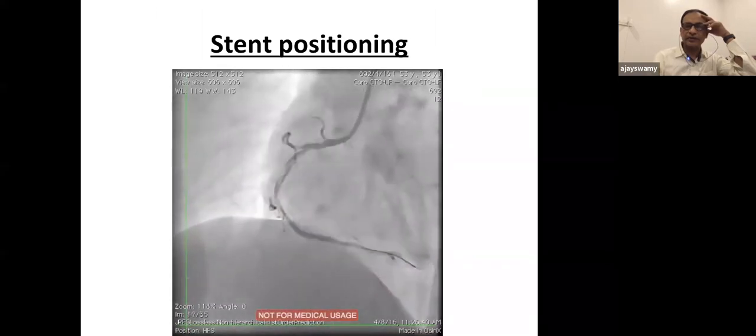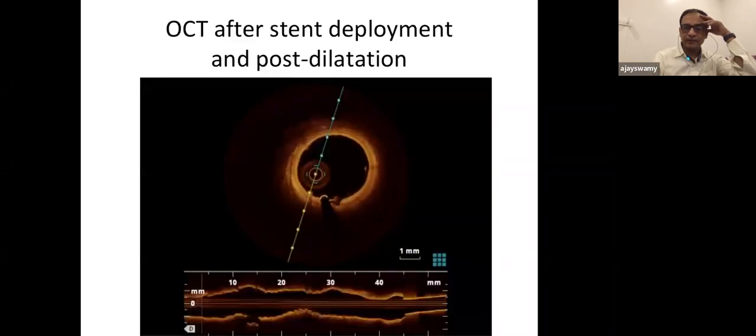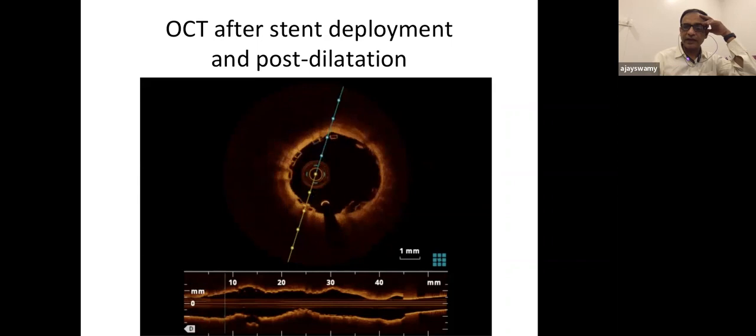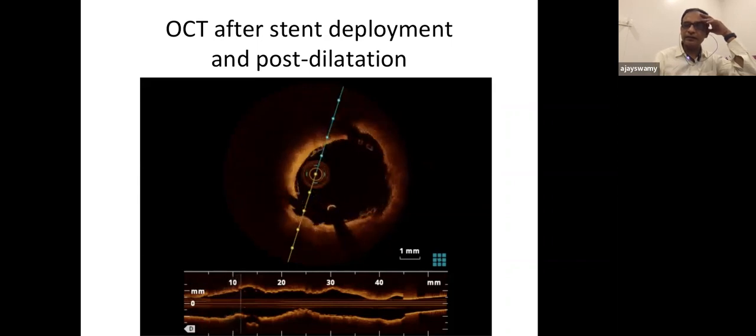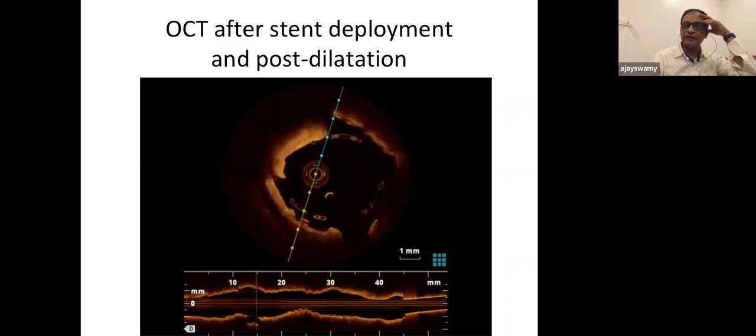This is the positioning of the BVS, and that's the deployment of the BVS, the post-dilatation, and then the OCT was done. So as the OCT comes in, you can see the distal part seems all right. It's well in contact, but as we come within the stent, you can see the stent completely loses contact with the vessel wall and is actually floating inside the vessel.